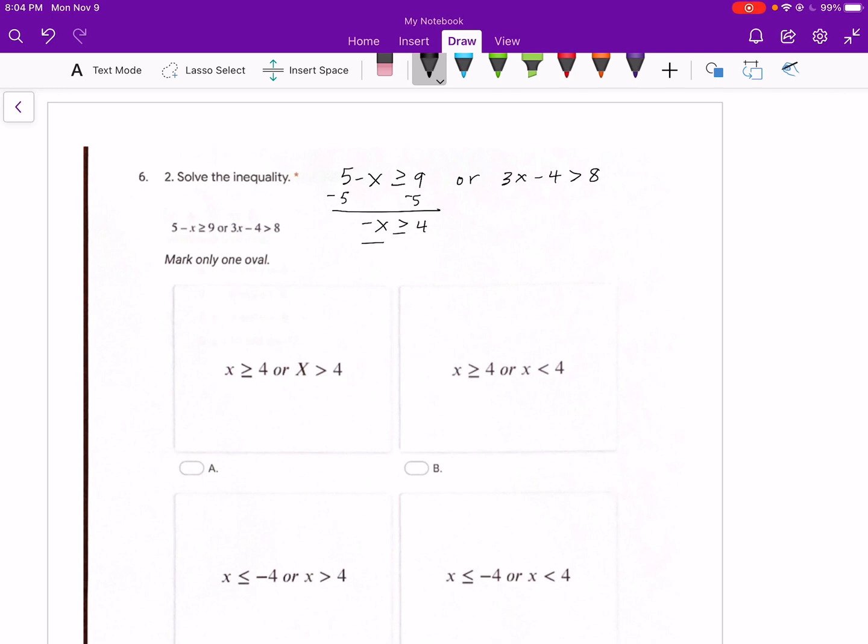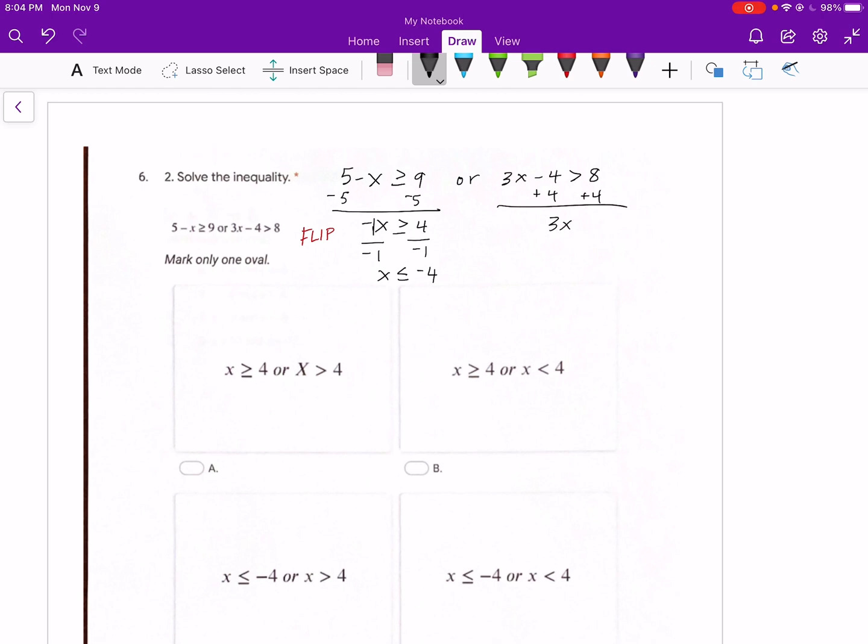Now this is negative. You can't have a negative variable, so I'm going to divide by a negative 1 because this is really like negative 1 times x. So if I divide, that gives me x. Because I am dividing by a negative, warning, warning, I have to flip the sign. So when I flip the sign, that would make it less than or equal to, and this would be negative 4. Next one, I'm going to add 4 to both sides.